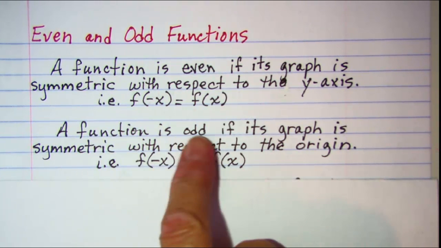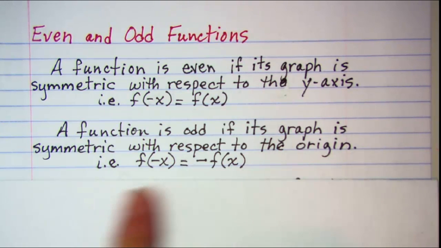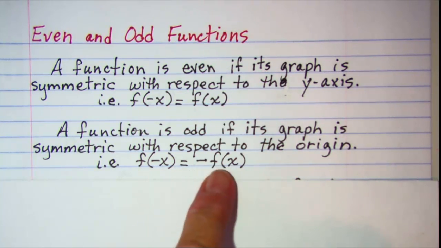A function is odd if its graph is symmetric with respect to the origin. In other words, f of negative x is equal to a negative f of x.